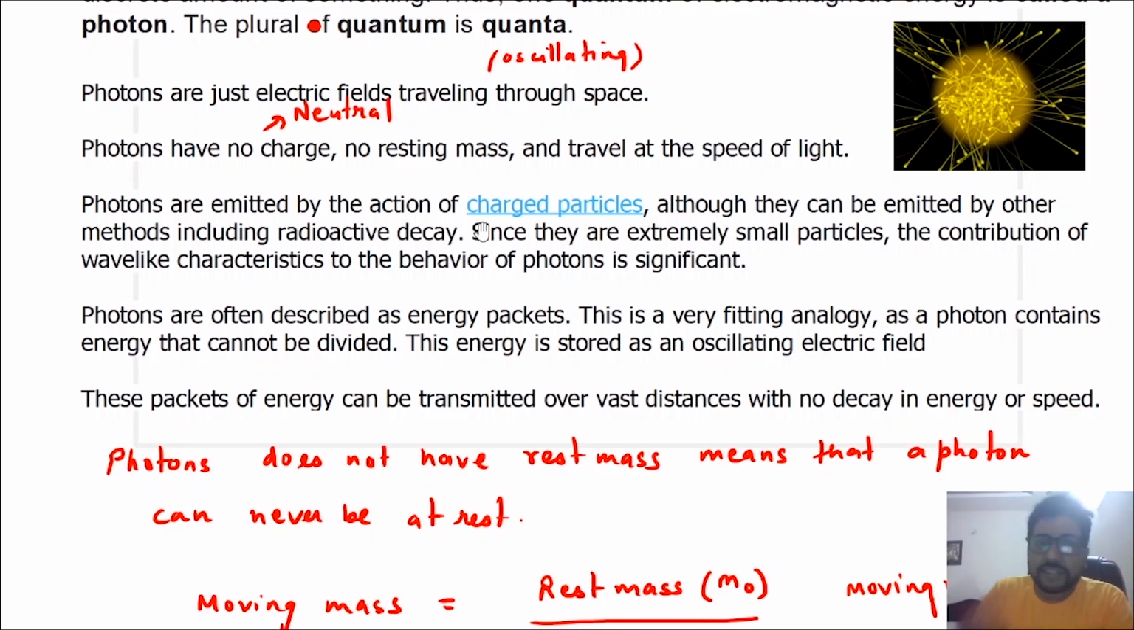So in the third chapter of this module, that is nucleus, we will study nuclear decay or the radioactive decay. In that we will see that gamma rays or electromagnetic radiations can be emitted during radioactive decay. Since they are extremely small particles, the contribution of wave-like characteristics to the behavior of photons is significant. We will actually understand this when we study de Broglie's hypothesis.